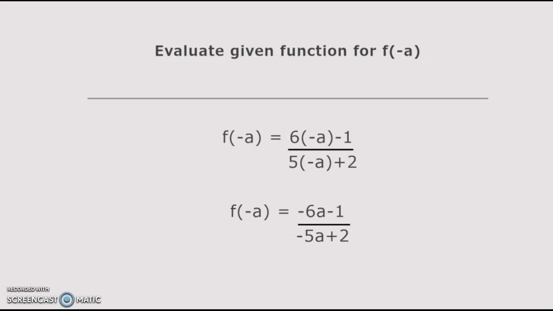And for your final function, evaluate the given function for f of -a. We're going to substitute -a as your input. So f of -a equals (6 times -a minus 1) over (5 times -a plus 2). So f of -a equals (-6a minus 1) over (-5a plus 2), and that is as far as you can simplify that one. Thank you.